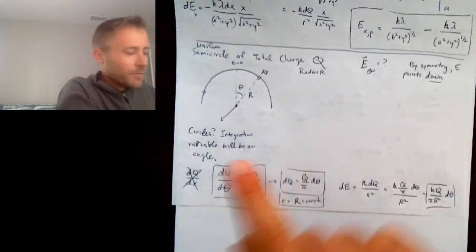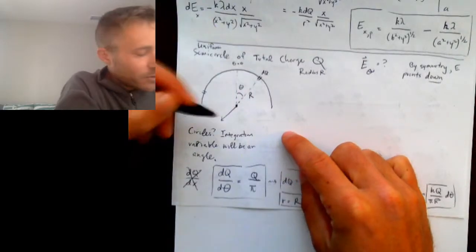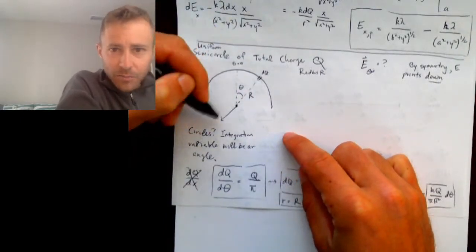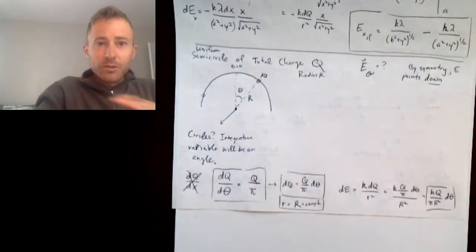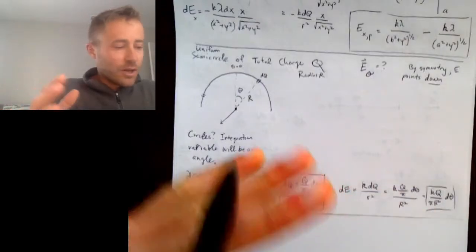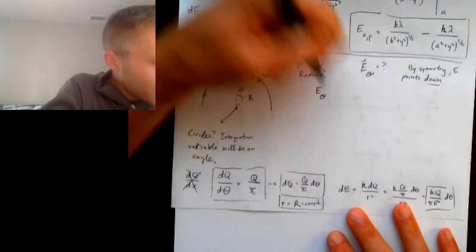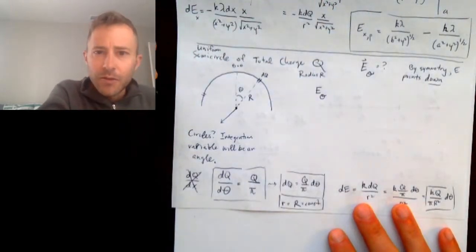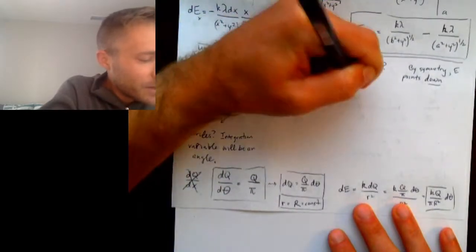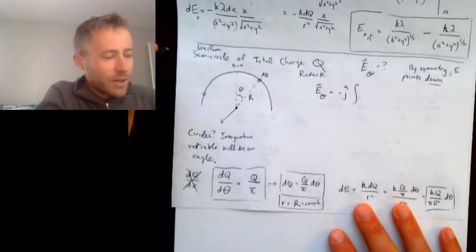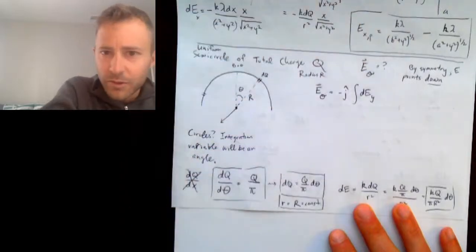Okay, so the total electric field, even though this little piece of charge creates an electric field that is not pointed straight up and down, by symmetry, the total electric field, once we add them all up, should point straight down. So my electric field at the origin is going to be minus j, and then all I should have to do is add up the y components of these electric fields.